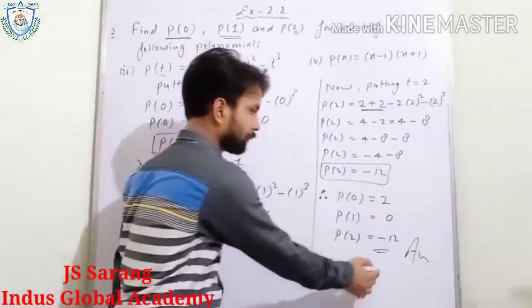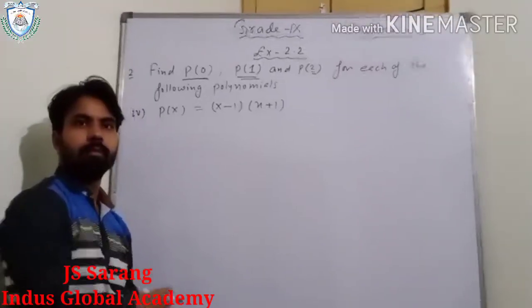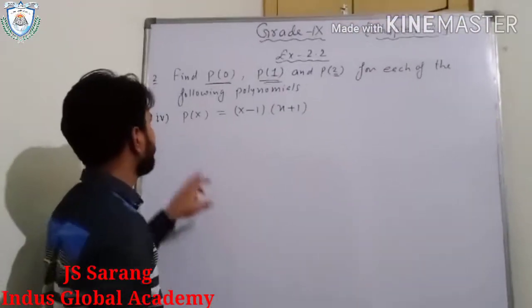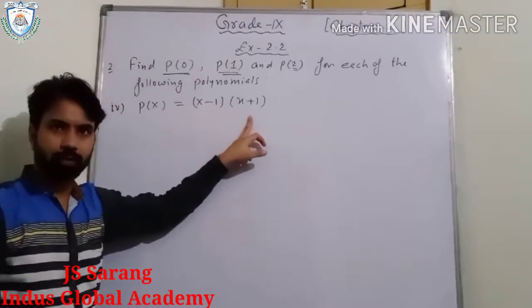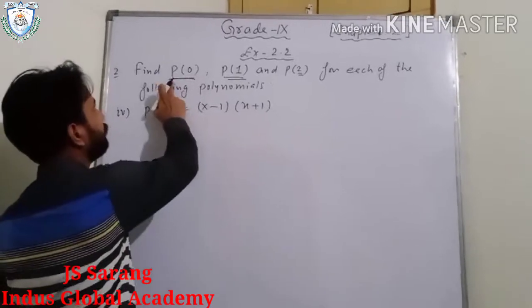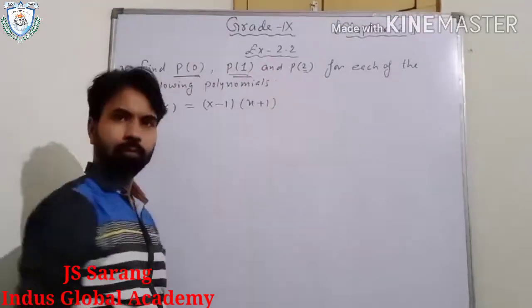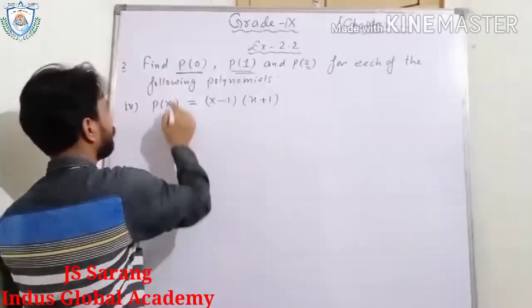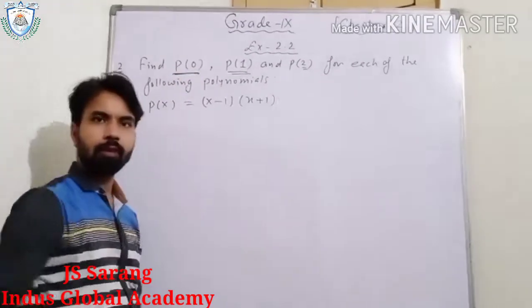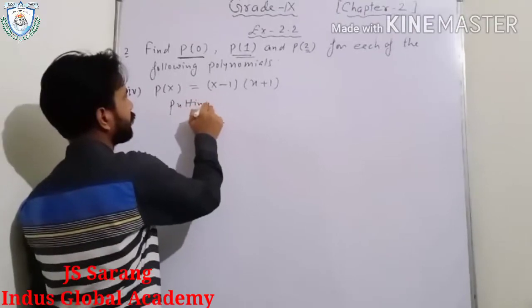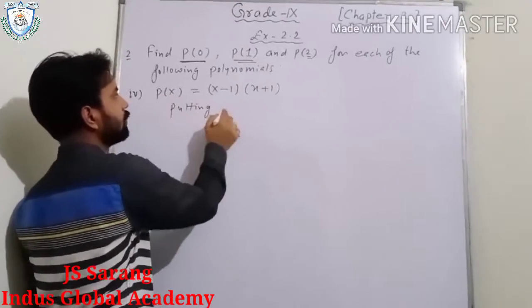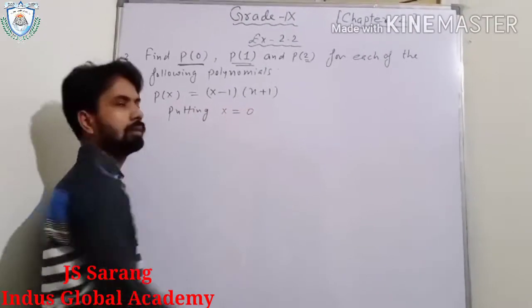Understood? Clear? So the fourth part of this question is p of x equals to x minus 1 into x plus 1. And we have to find p0, p1 and p2. So first of all, we will have to find the value of p0. So putting, here variable is x, so putting x equals to 0.